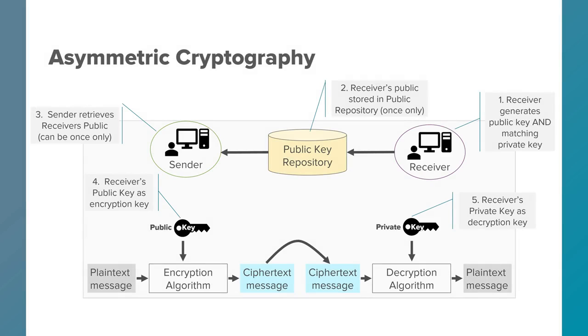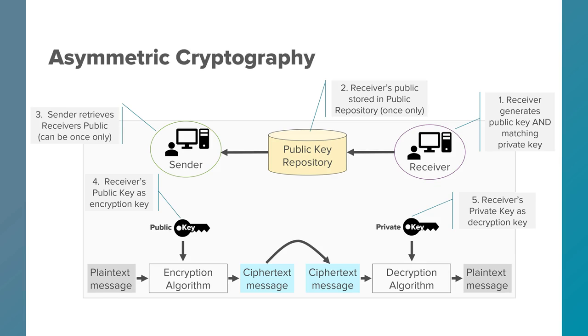So now, how we go on and use this is the following. First, the receiver generates a public and matching private key using a special key generation algorithm. And the receiver goes on and sends that public key into a public key repo. And this can happen once. You don't need to do this many times, just once, unless you want to change your private key, but that's an aside. So let's say they publish their first public key into this repository. And then along comes a sender who wants to send them a message. So what the sender does is they retrieve the receiver's public key from the public key repository, and they use that public key as the encryption key for their encryption algorithm.